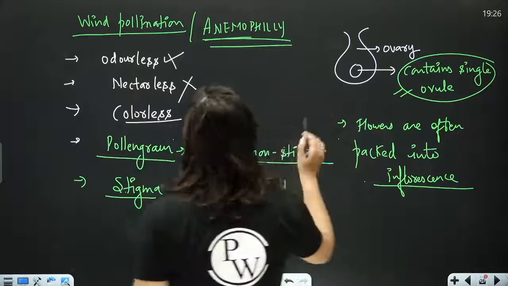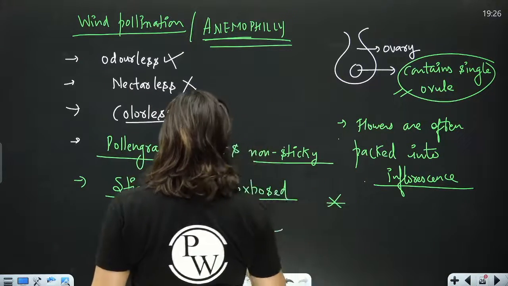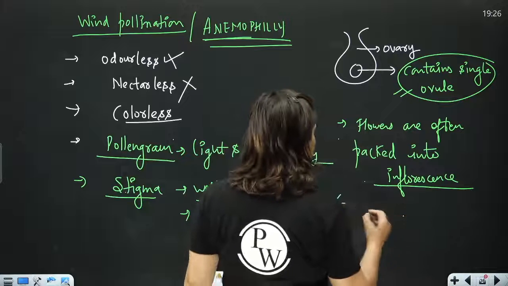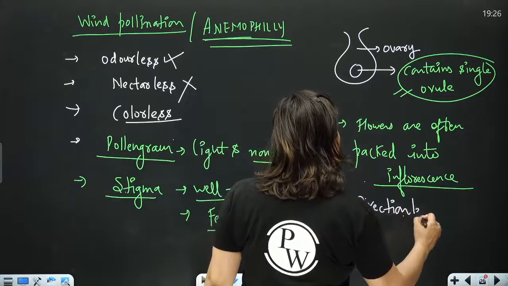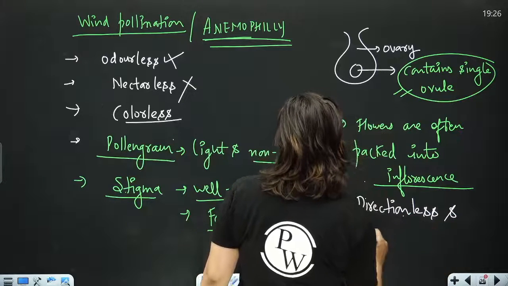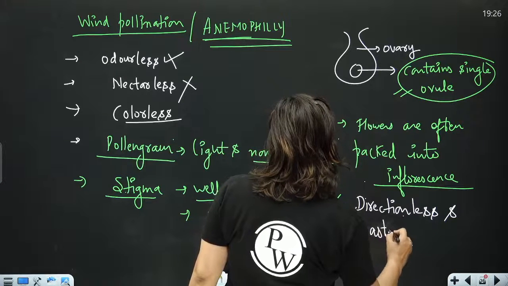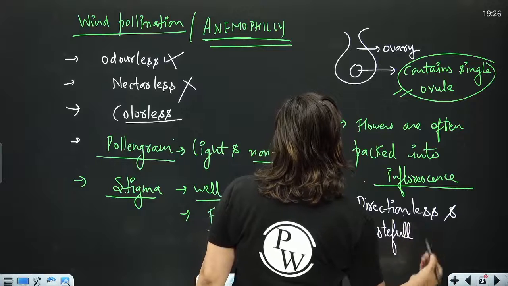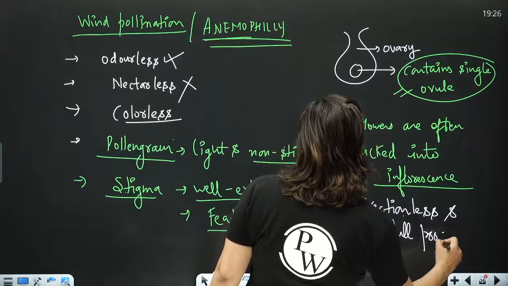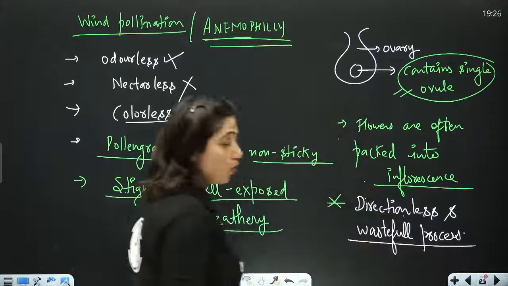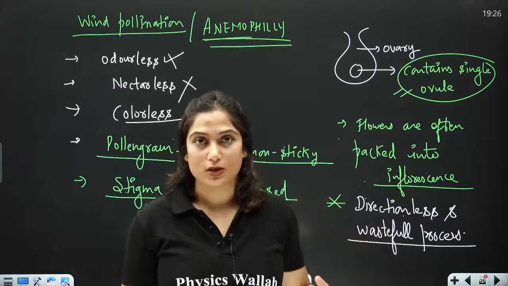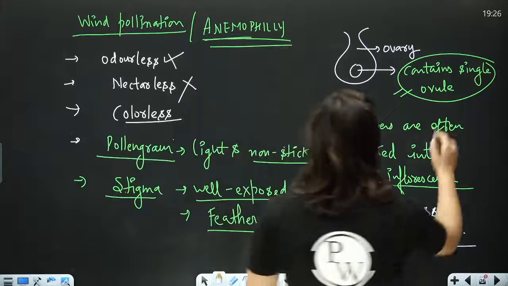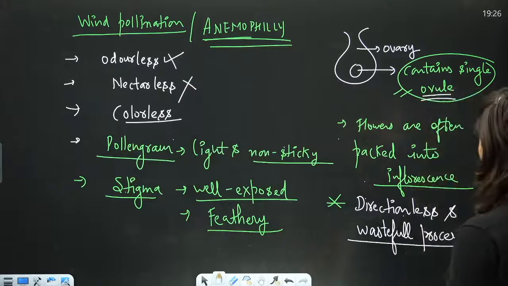Okay, and one more thing, that wind pollination is a directionless and wasteful process. It's directionless, there is no certain direction, and wasteful, because there is no surety that the wind will take the pollen grains to the desired destination. So that is why all those plants which are anemophilous form a large amount of pollen grains. Okay, and their ovary has only a single ovule.